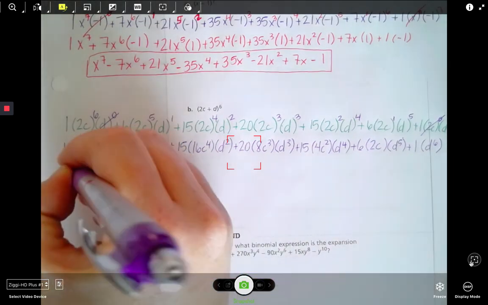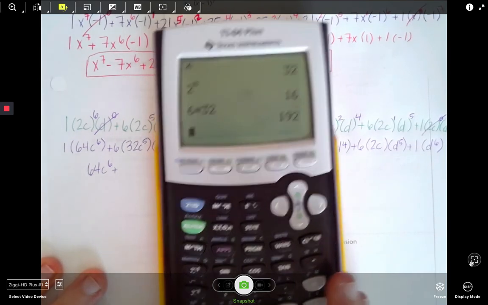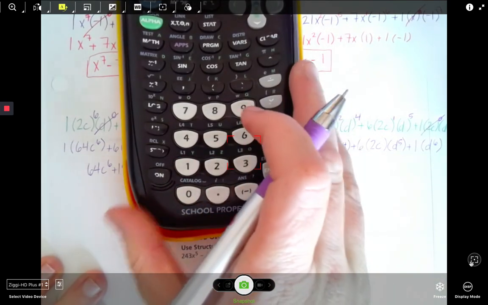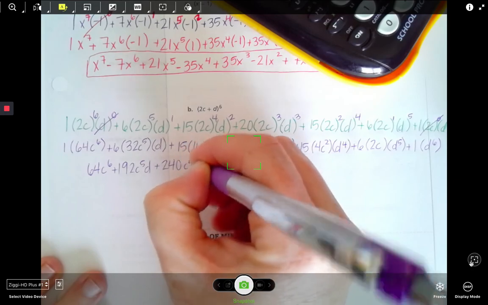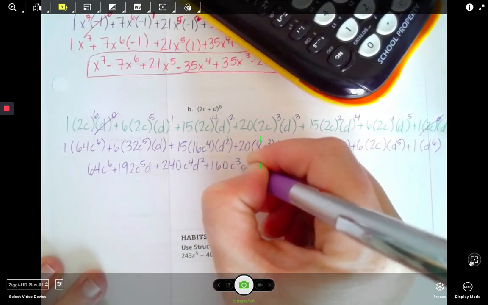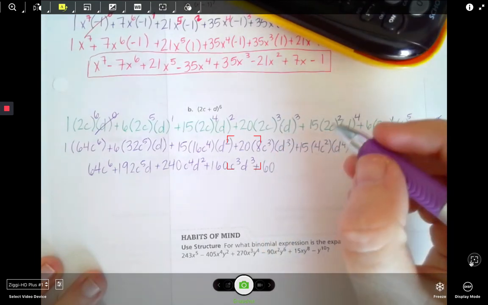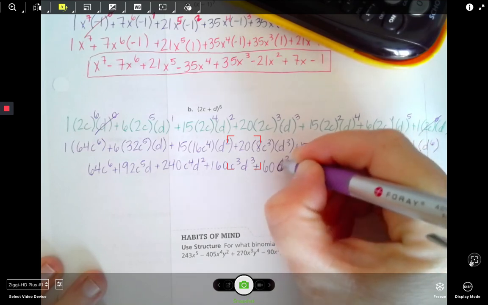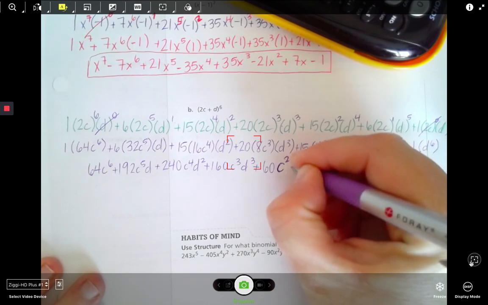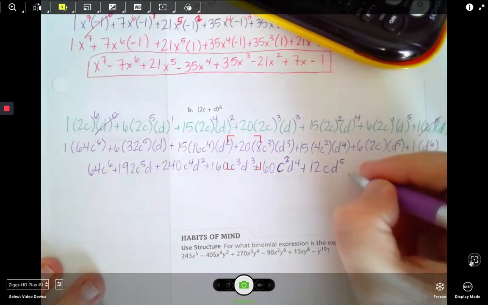Simplify this thing. 1 times 64 is just 64c to the 6th plus 6 times 32 is 192 c to the 5th d plus 15 times 16 is 240 c to the 4th d squared plus 160 c to the 3rd d to the 3rd plus 60 c squared d to the 4th plus 12c d to the 5th, plus d to the 6th.